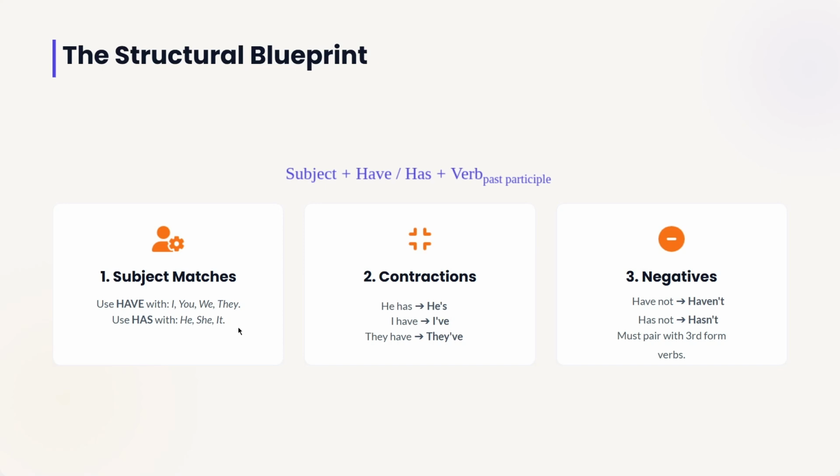For example, I have finished my homework. She has finished her homework. We can also use contractions. He's, I've, they've. And for negatives, have not, haven't, has not, hasn't. One important rule: have and has must always be followed by the third form of the verb.